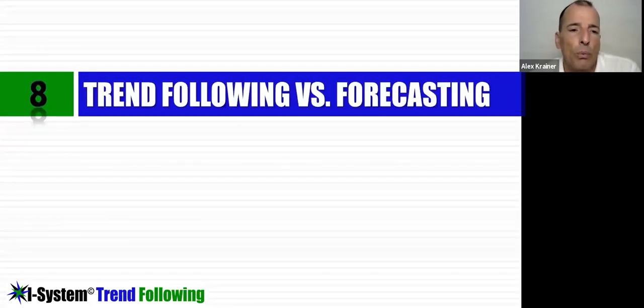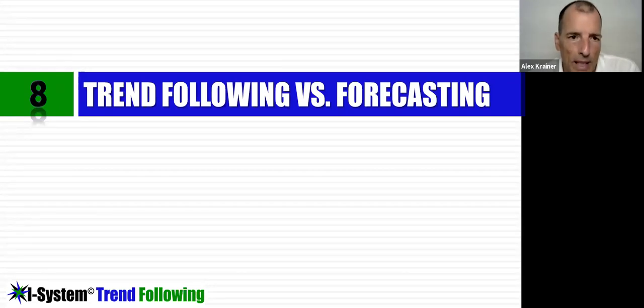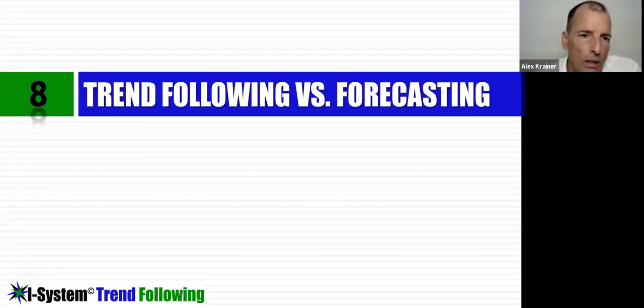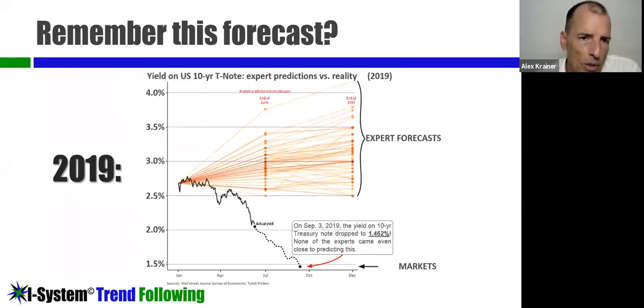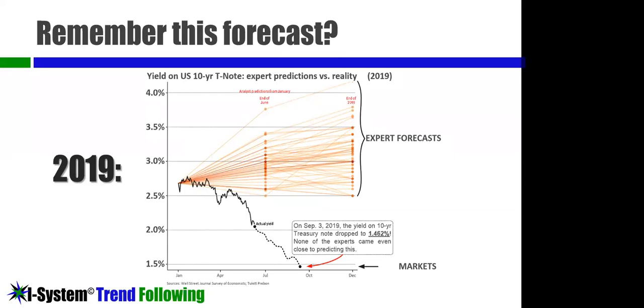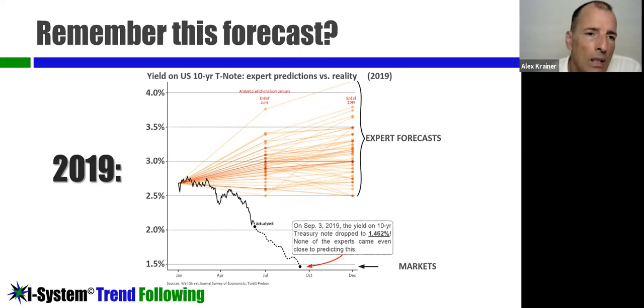All right, so we're going to make a little comparison between trend following and forecasting. When I say forecasting, what I mean is the conventional market analysis based on market fundamentals and then trying to forecast what's going to happen in the future. So you all remember this forecast, which I mentioned before. It's a Wall Street Journal survey of market experts to predict the yield on 10-year Treasury notes 6 months and 12 months out in 2019. We see here expert forecasts versus what really happened. Now, just one thing to make clear, everybody understands, this is the yield. So when the yield goes down, the price goes up, right? That's a corresponding move.